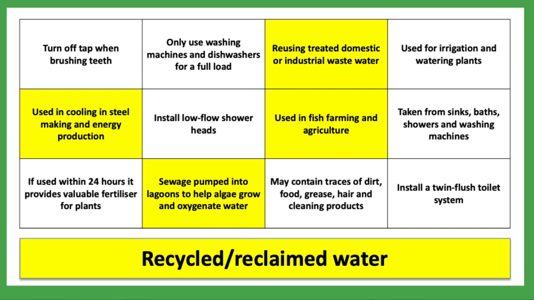So our recycled and reclaimed water are used in cooling, in steel making and energy production, reusing treated domestic or industrial wastewater, used in fish farming and agriculture, and sewage pumped into lagoons to help algae grow and oxygenate water. So these are all to do with recycled and reclaimed water. Our next group of four is to do with grey water.